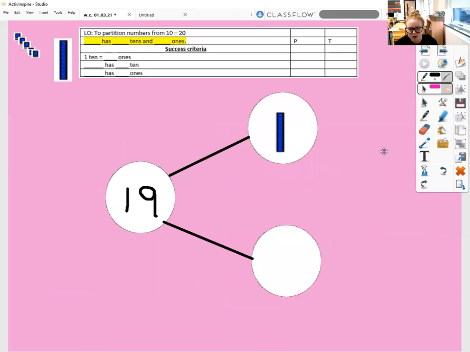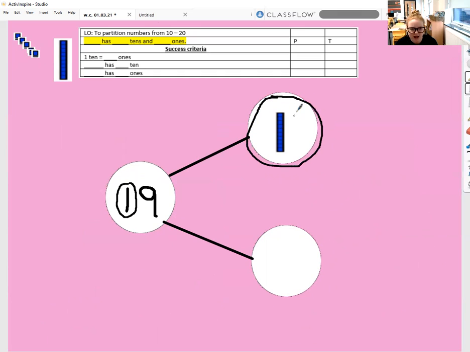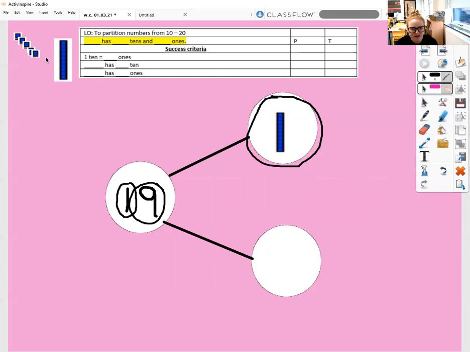Let's have a go at this one. So what number do I have here? I have the number 19. So let's look at how many tens 19 has. 19 has 1 ten. Have I got 1 ten in my part whole model? Ah, yes. Up here I can see I've got my 1 ten. Fantastic. I also need 9 ones. Do I have 9 ones in my other part? Do I have 9 ones remaining? No. So I need to add my 9 ones in.